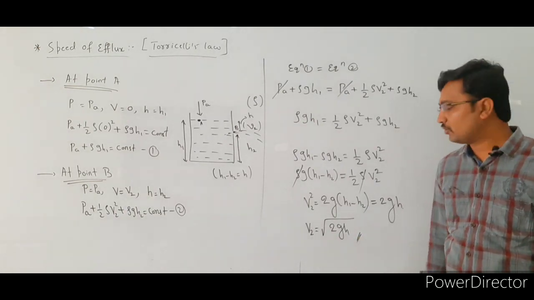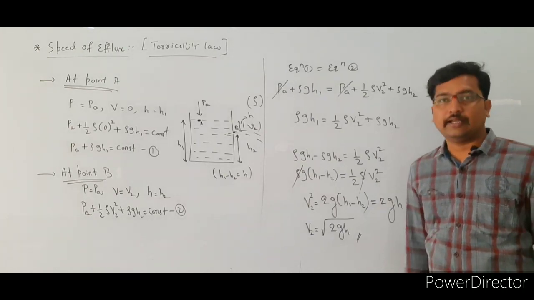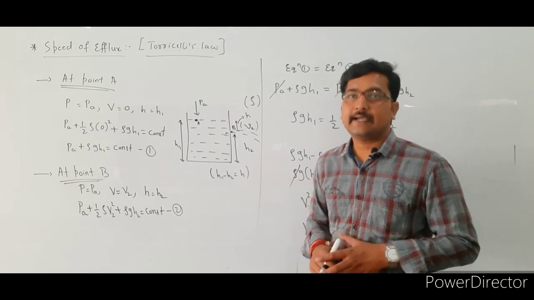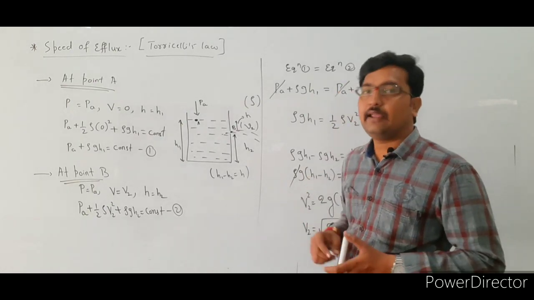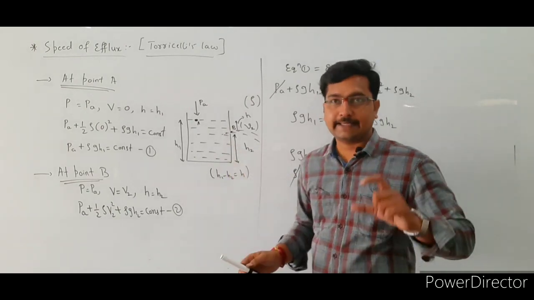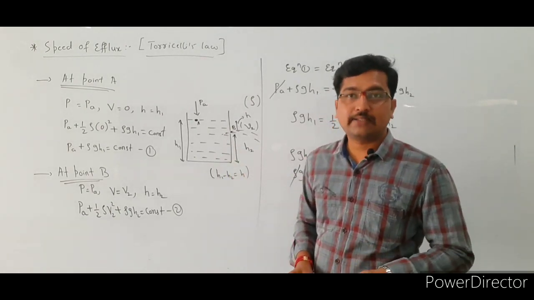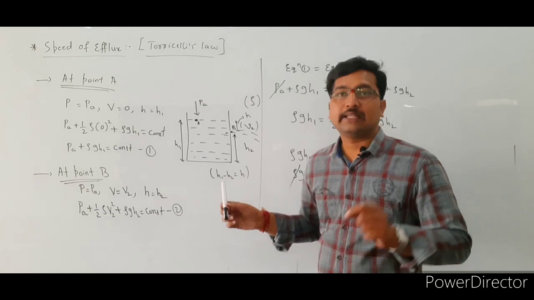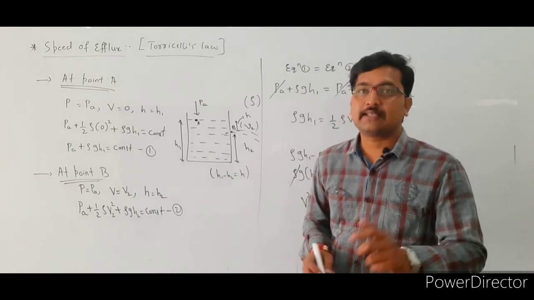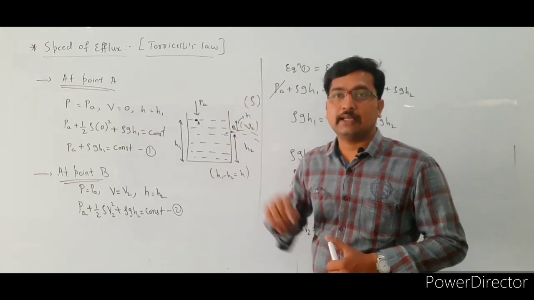That is v2 equals under root of 2gh. Torricelli's law states that if the difference in the level between the upper surface of a liquid and the hole is h, then the liquid emerges from the hole with a speed of under root of 2gh. So this is the statement of Torricelli's law.